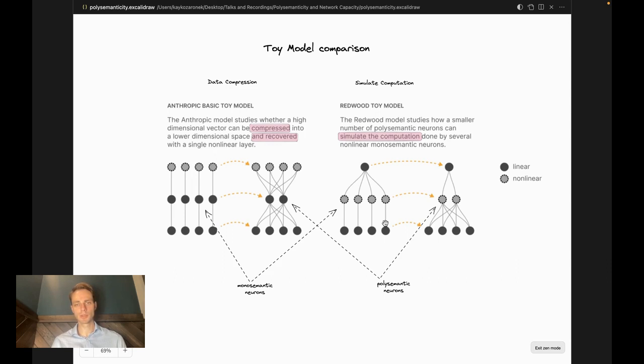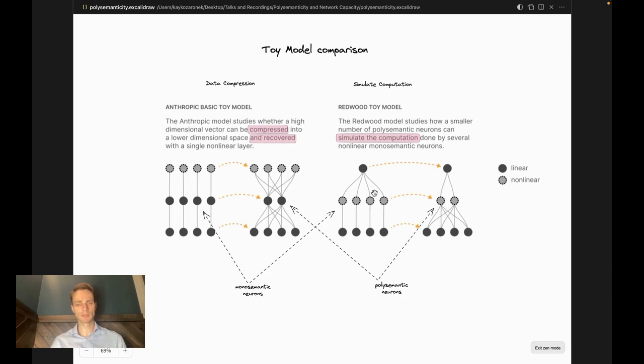So to contrast what Anthropic was studying in the paper where they introduced superposition and what Redwood studies in this paper on polysemanticity, this is what it looks like. Anthropic basically studied how you can take a feature vector, compress it, decompress it, and do so with minimal information loss. Redwood, on the other hand, is interested in studying how a smaller number of polysemantic neurons can simulate the computation of a network that has a larger number of monosemantic neurons.